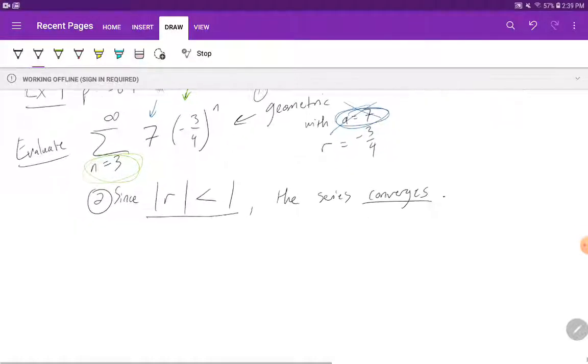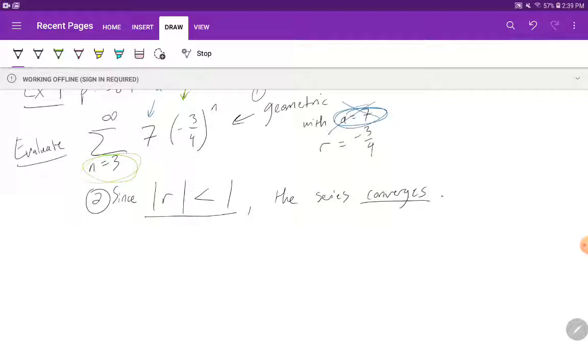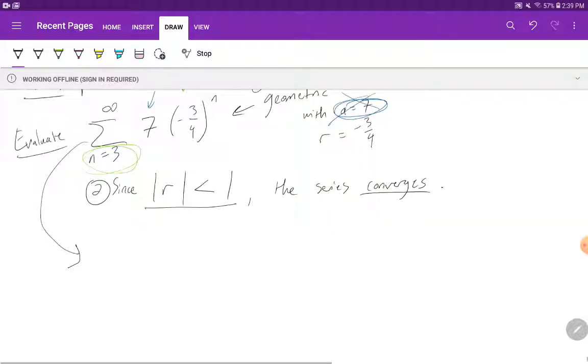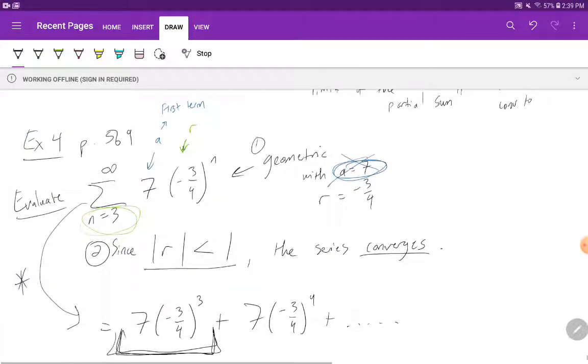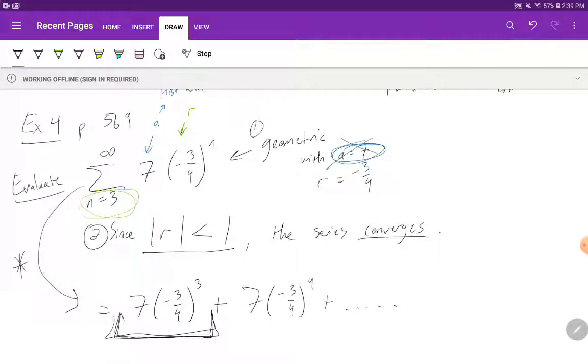Because watch, if I string out the first couple of terms of this series, I plug in 3 first. I get 7, and then this guy, I'm just going to leave it in this form, and then plus 4, right? N equals 4, plus, and so on and so forth. Notice this first term in the series is not 7. It's 7 times blah, blah, blah, right? So make sure you take note of this. I really underestimated this example. This is a good example.